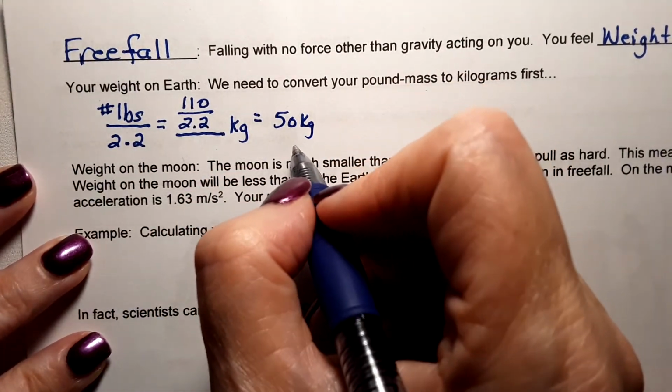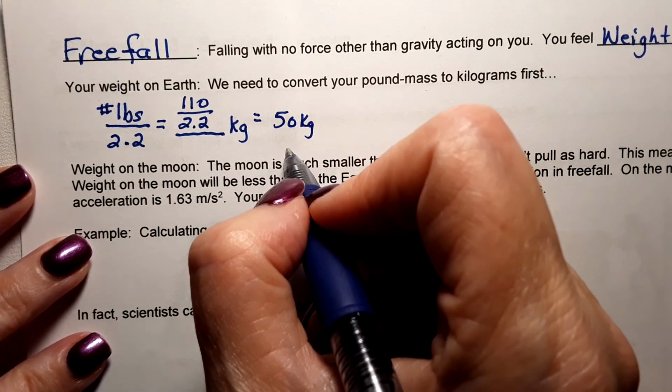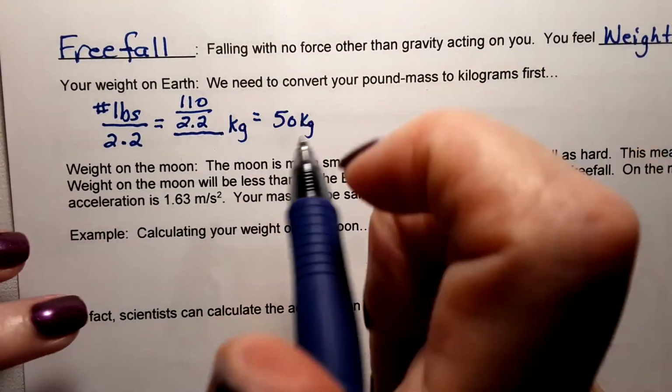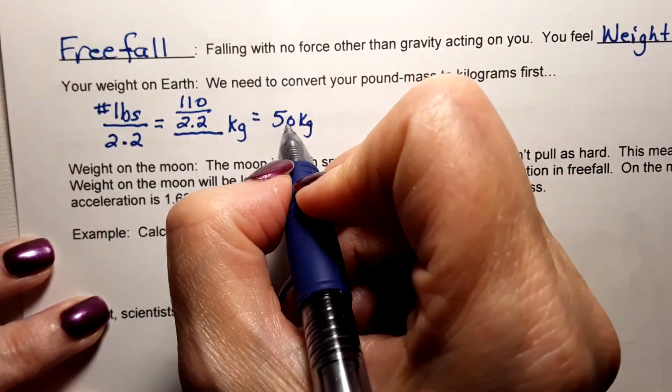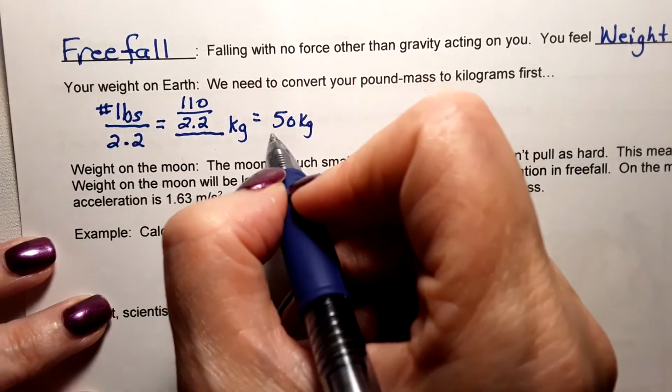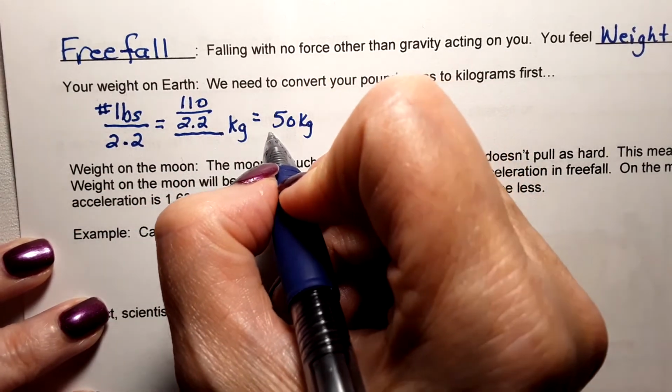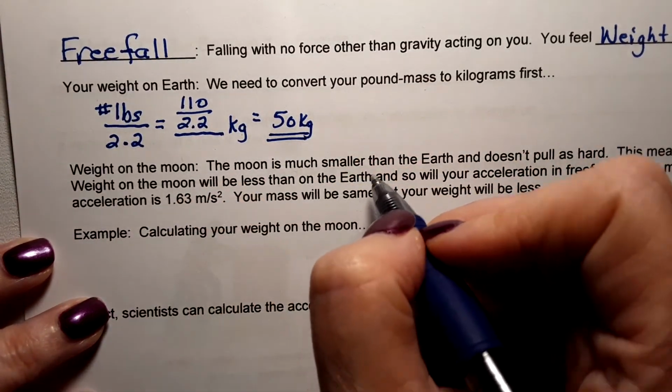You're going to kind of like that because it looks like you've lost weight. No, you haven't. Kilograms is always going to be the smaller number than the pounds. So there's your mass in kilograms.